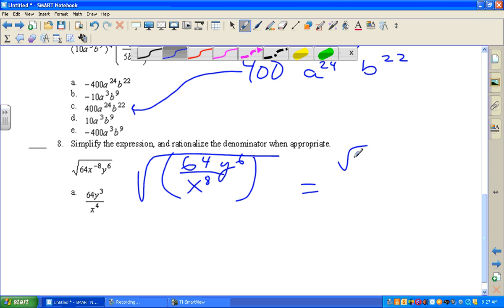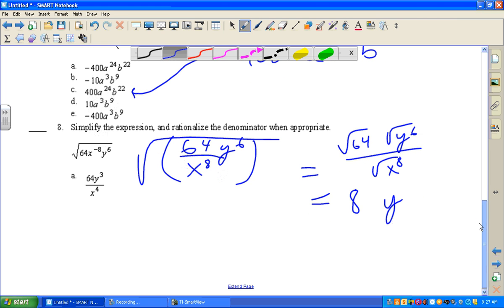You know the square root of 64. Yeah, you take the square root of each one. So the square root of 64 is 8. What's the square root of y to the 6th? Is it to the 2 or to the 3rd? Third. And the last one's going to be x to the fourth.